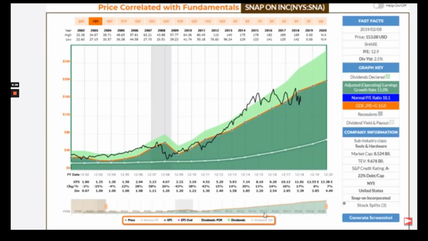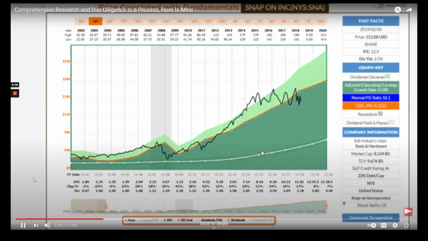So this tells me now at this point, I've simply made the decision. I think this stock is worth taking a closer look at. So this is adjusted operating earnings per share, and I want to point out this is a dividend stock.